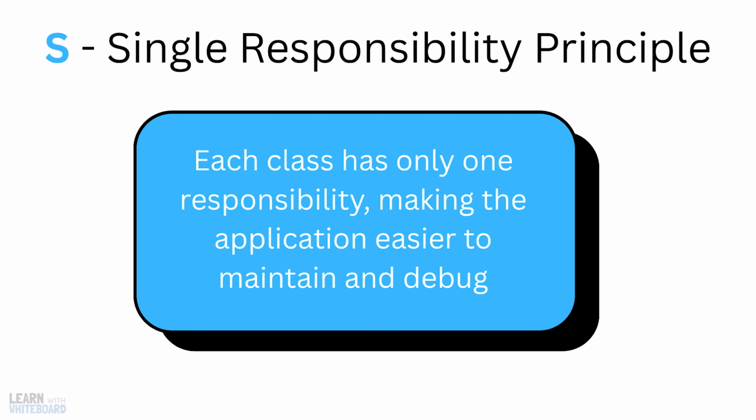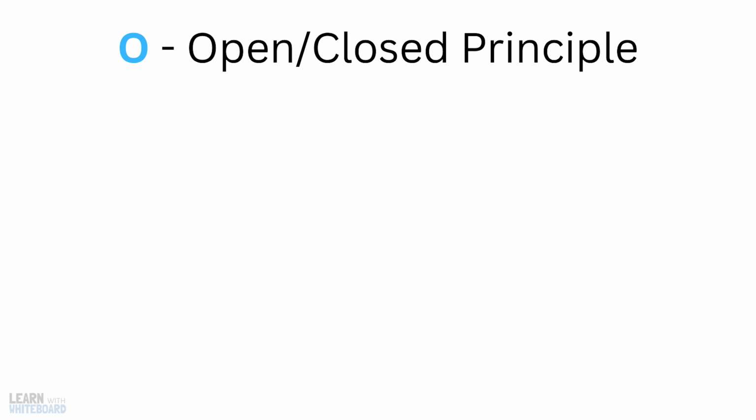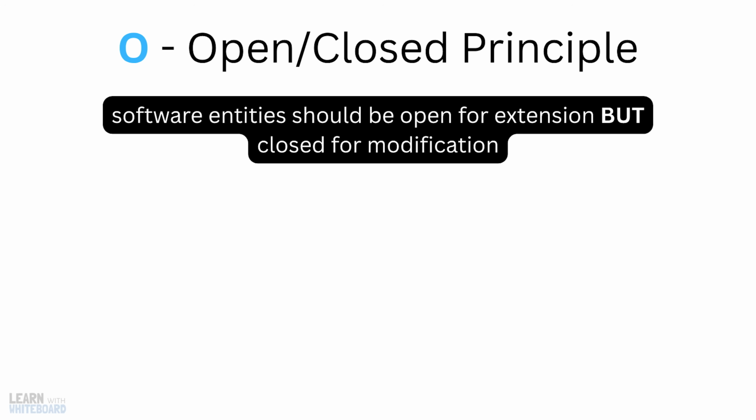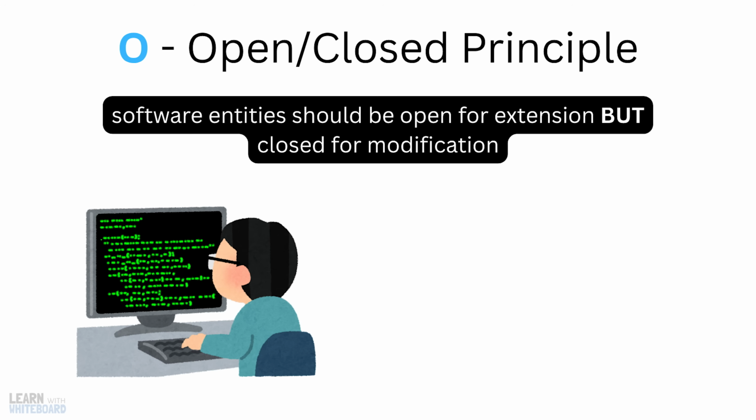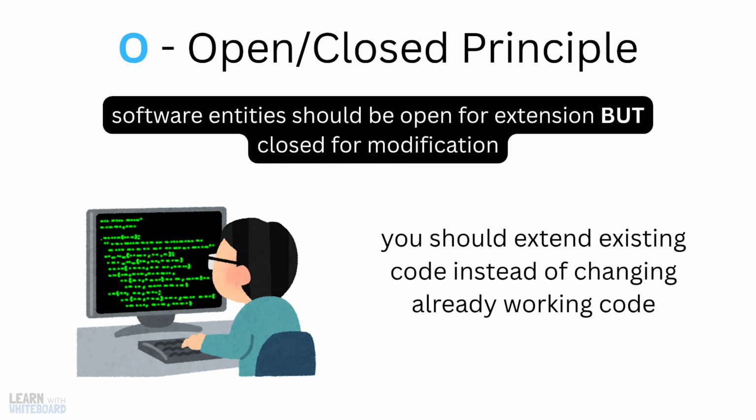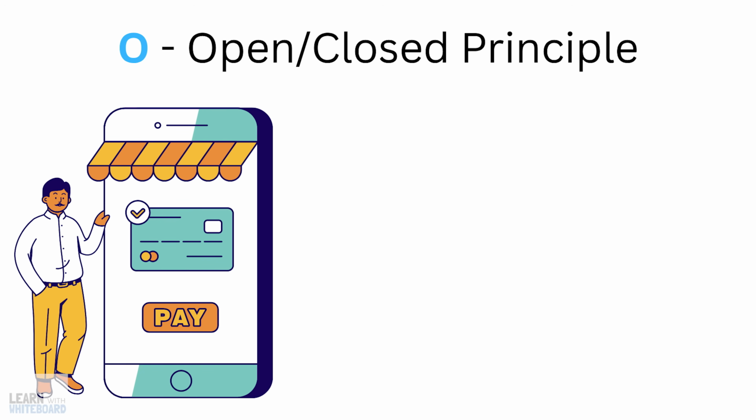The second principle is called open-closed principle, which states that software entities should be open for extension but closed for modification. This means that when you want to add new functionality, you should extend existing code instead of changing already working code. As an example, imagine an e-commerce website that calculates discounts.